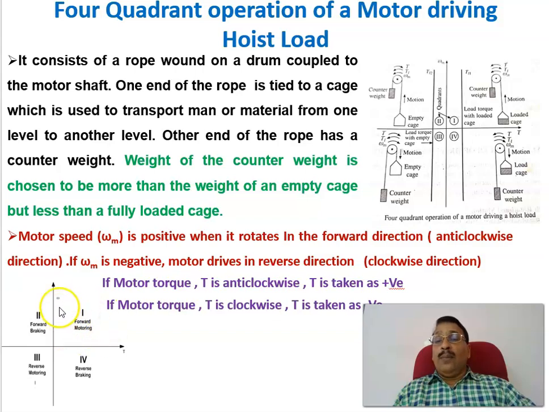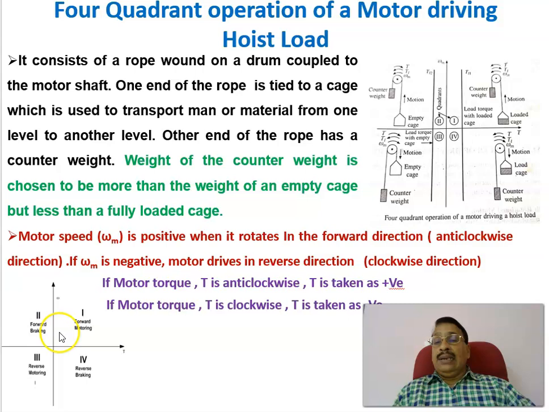Therefore, if omega is positive, we call it forward, and if omega is negative, we call it reverse. If the product T into omega m is positive, we call it motoring, and if T into omega m is negative, we call it braking. Based on that, if omega is positive and T into omega m is positive, that is called forward motoring.